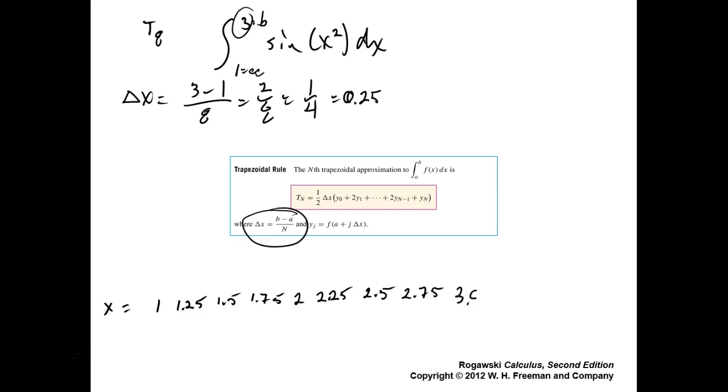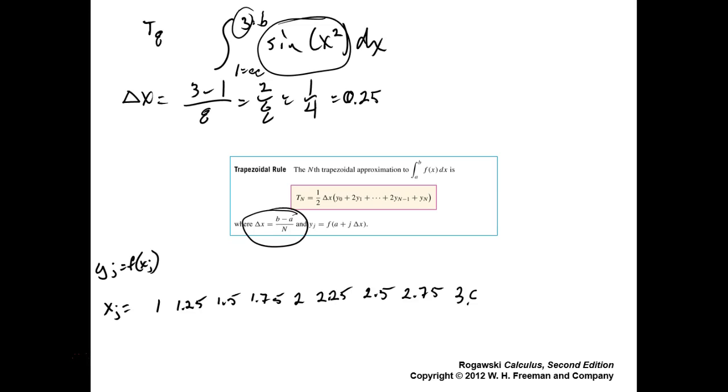Okay, now what you're going to calculate, these are your y sub j's, I believe that's what they call them. So you're going to calculate your y sub j. What's the y sub j? Alpha of x sub j. So you know what the function is. There's your function right there: sine of x squared.